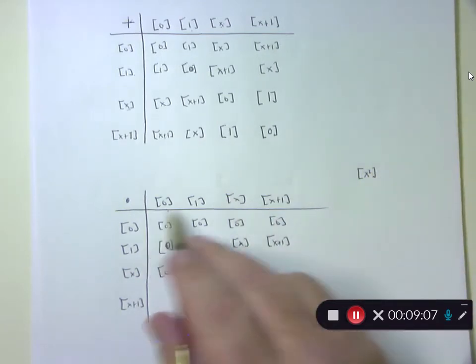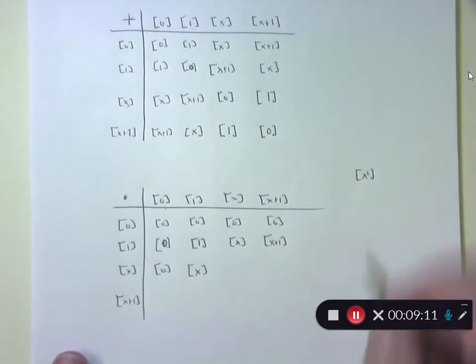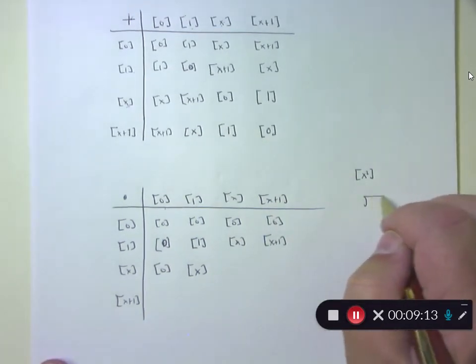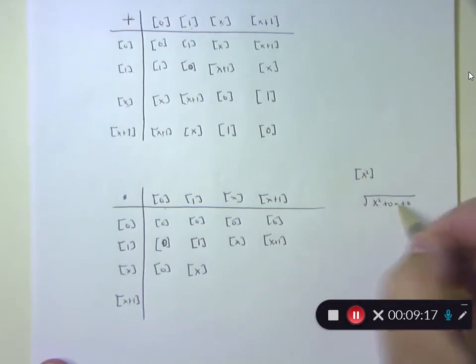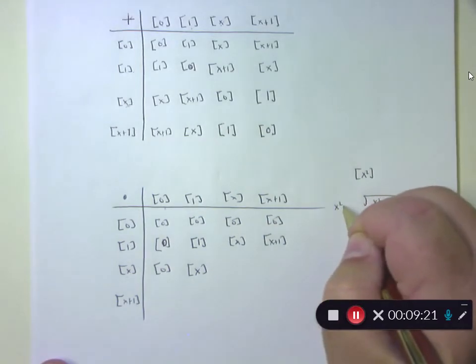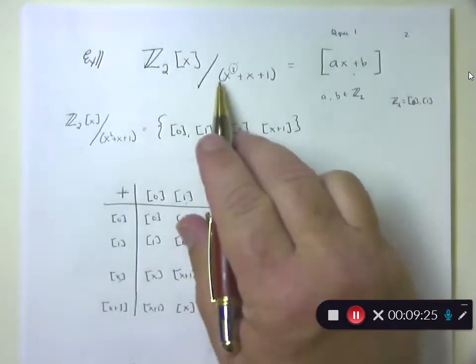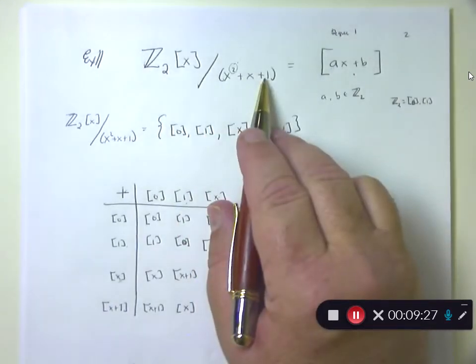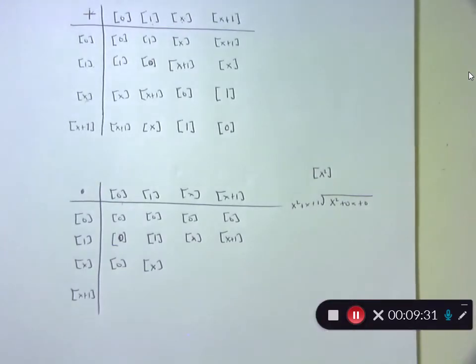But x squared is outside my range. So who is x squared going to be equivalent to? Well, time for long division. I'm going to take x squared plus 0x plus 0. That's my dividend. My divisor is x squared plus x plus 1 because that's what we're modding out by in the Z2 adjoined x modded out by x squared plus x plus 1. So you're going to divide by x squared plus x plus 1. And we're going to do long division.